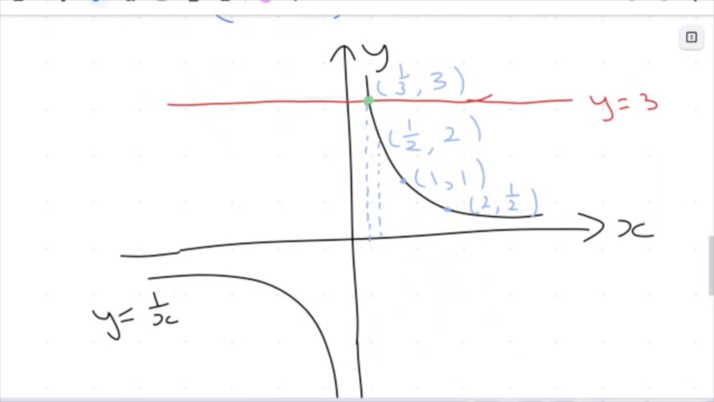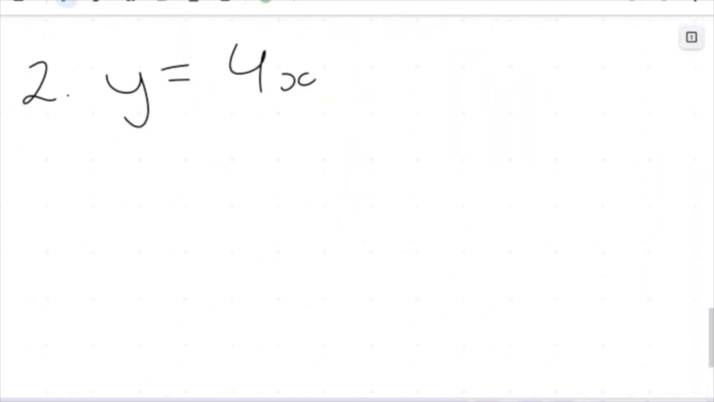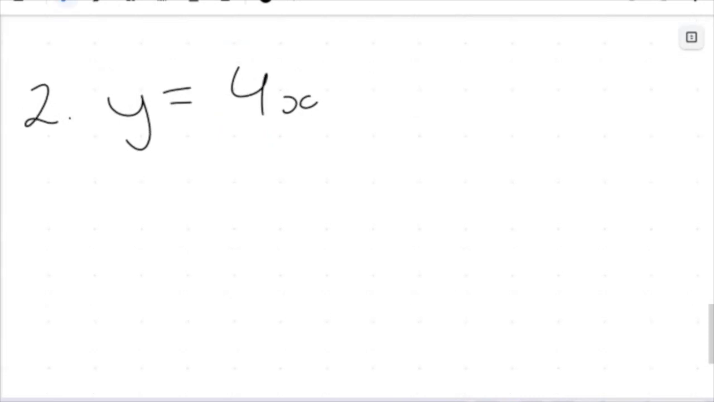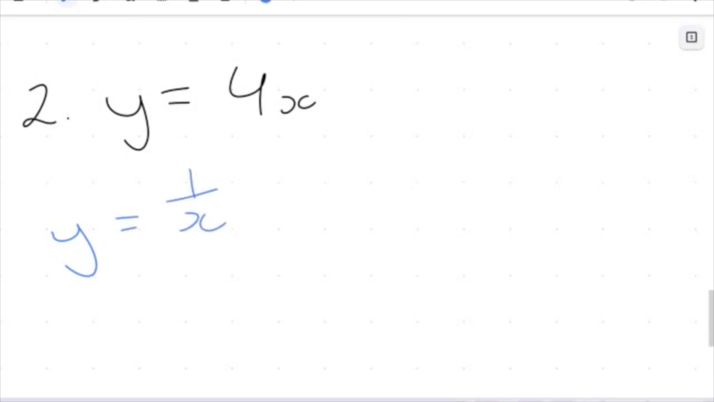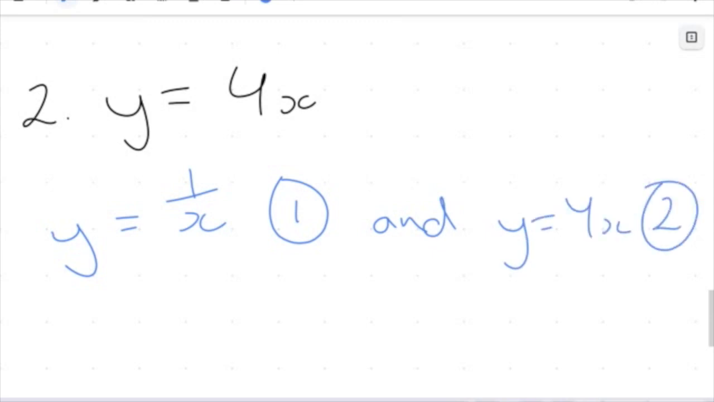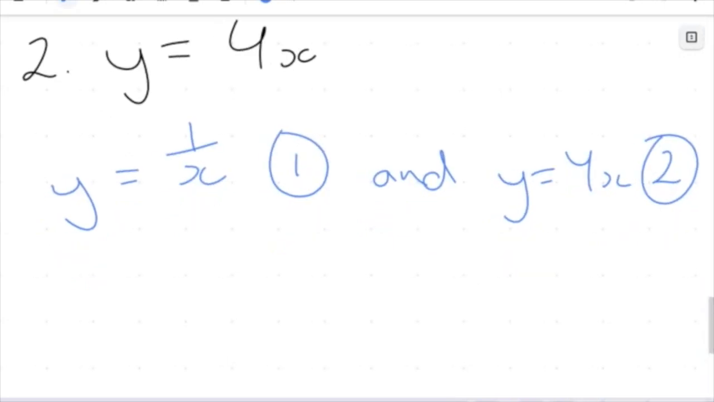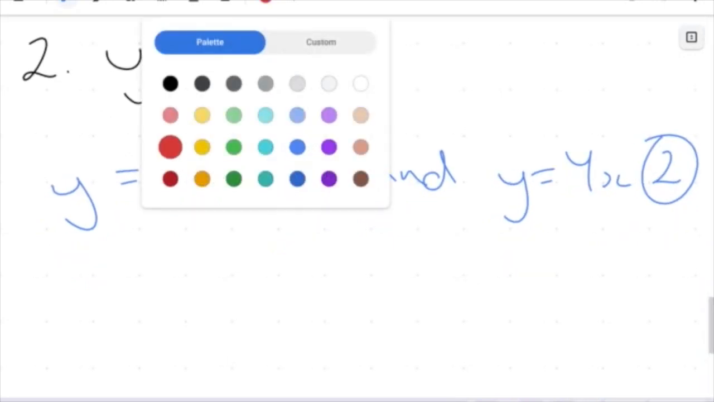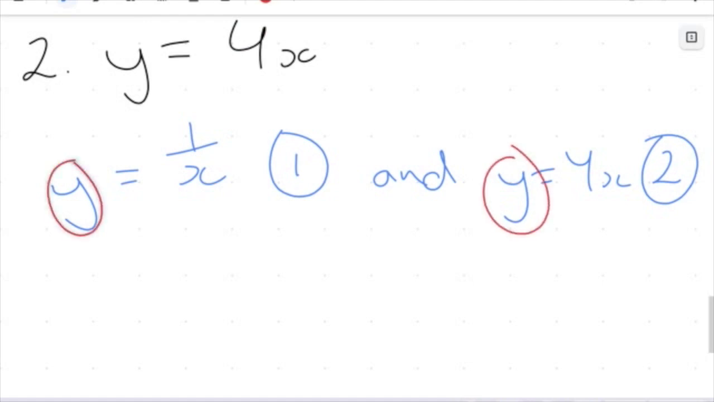Now, we're going to do one more example to wrap up this video. We want to find the point of intersection between that same hyperbola, y equals 1 over x, and this equation of a line, y equals 4x. So, my equation 1 is y equals 1 over x, and my other one is y equals 4x, which is equation 2. And once again, I'm going to substitute, because I'm finding a point of intersection, so these y's are going to be exactly the same.